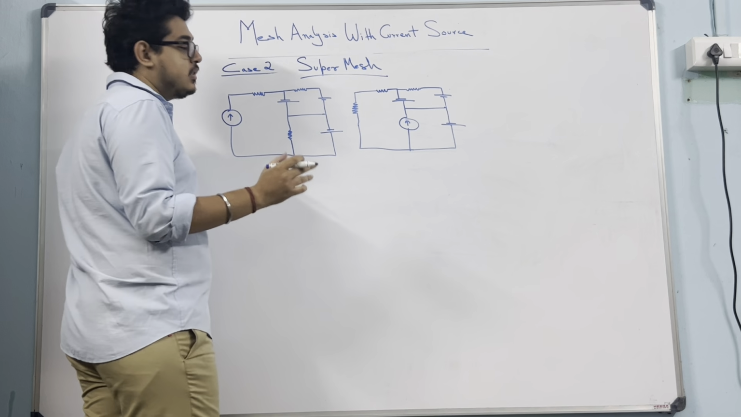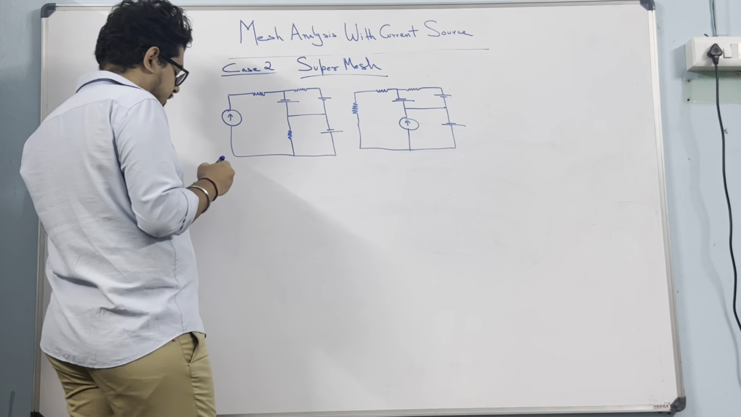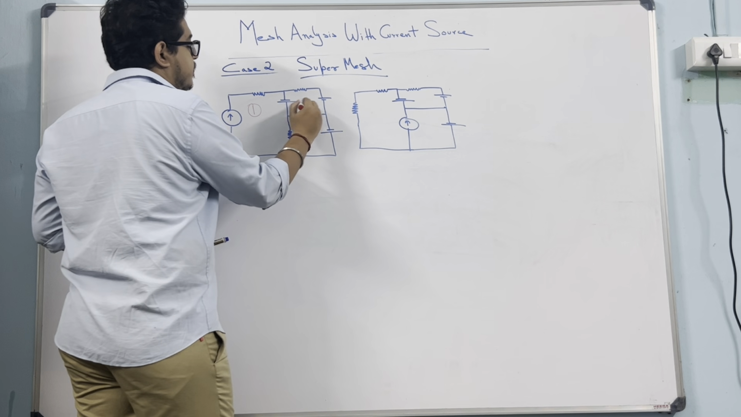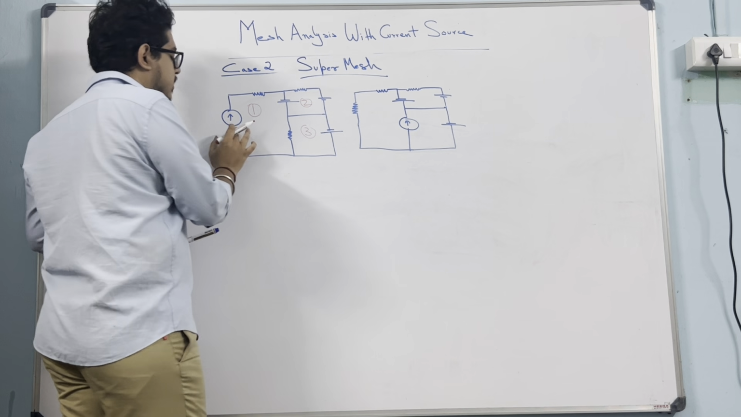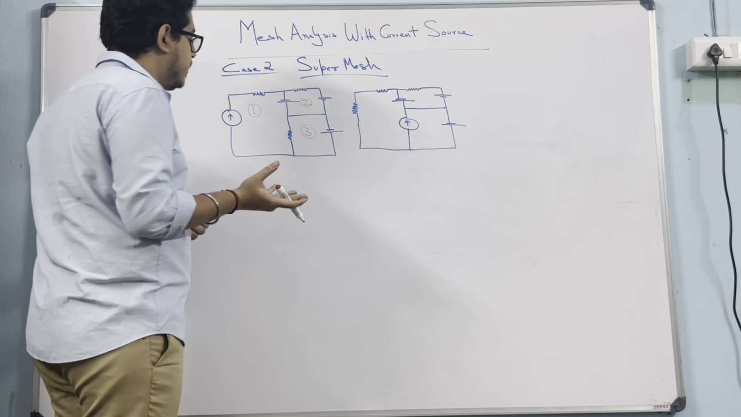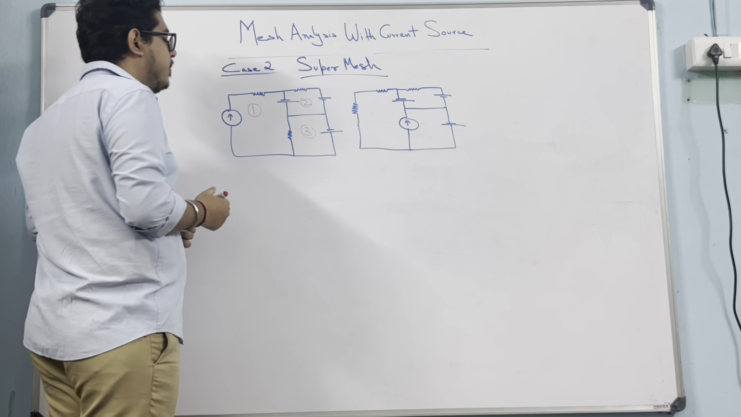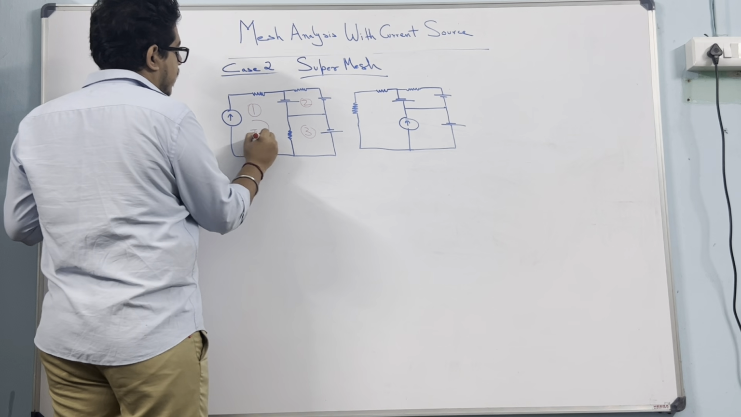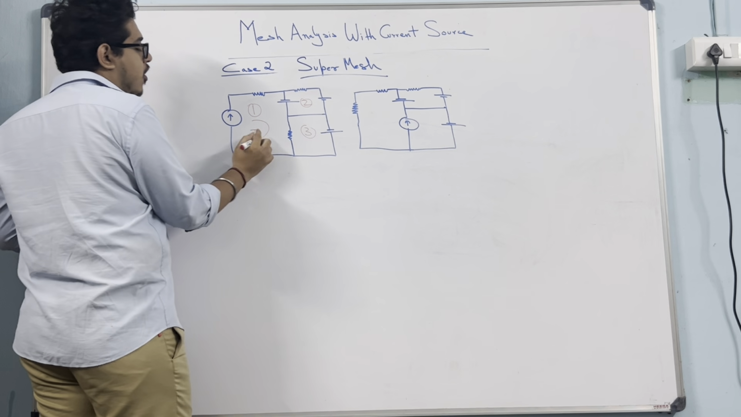So here we can see three meshes are present. Mesh number 1, mesh number 2, mesh number 3. In this case, how to approach this problem? So we already know what I1 is, because some value will be given, we already know what I1 is.